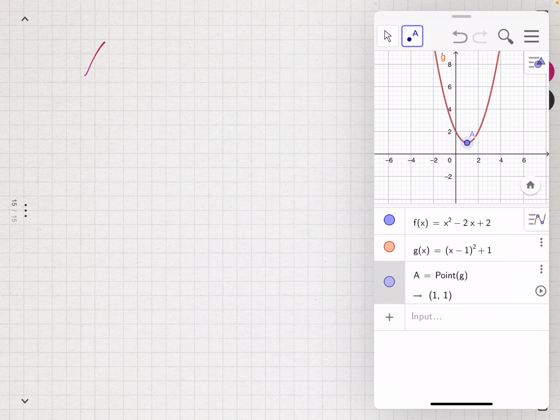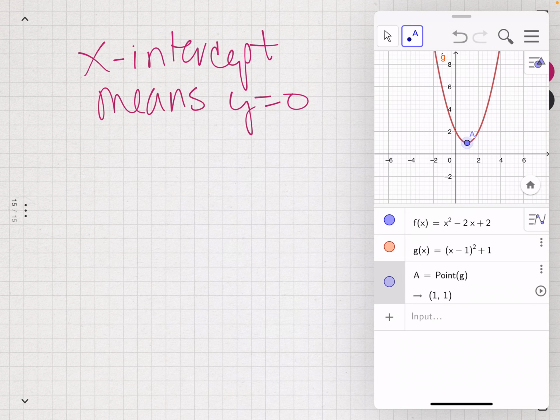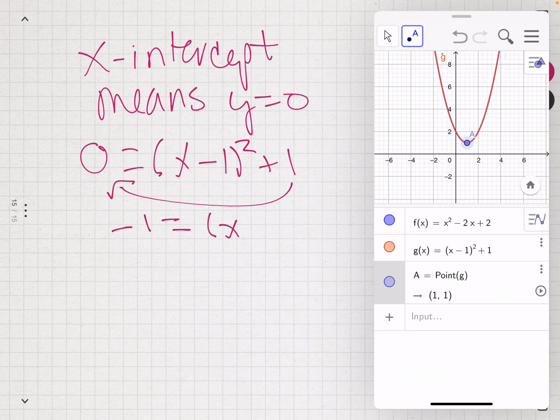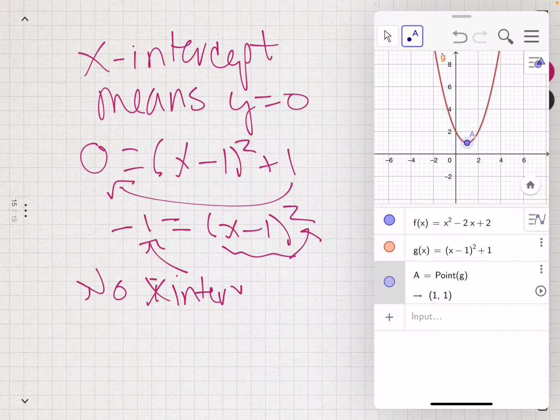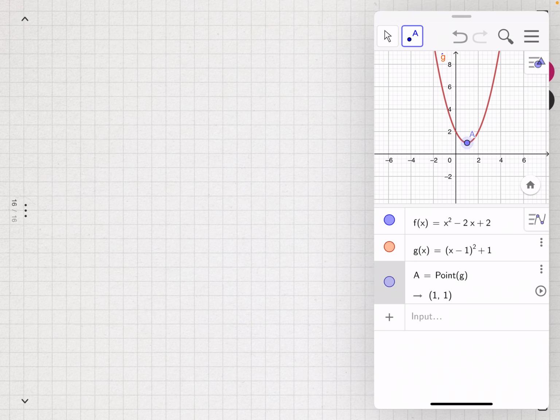Next slide. So an x-intercept means y equals 0. So if I have 0 equals x minus 1 squared plus 1, if I move this 1 over here, I get negative 1 equals x minus 1 squared. Well, no number squared equals negative 1. So there are no x-intercepts. But we can find y-intercepts, so that's our next step.